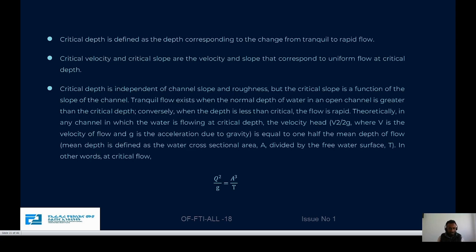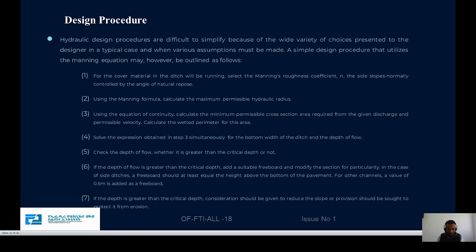Critical depth is defined as the depth corresponding to the change from tranquil to rapid flow. This critical depth is calculated by Q squared over g, where g is the acceleration due to gravity, equal to the cross-sectional area cubed over T, where T is the free water surface width.